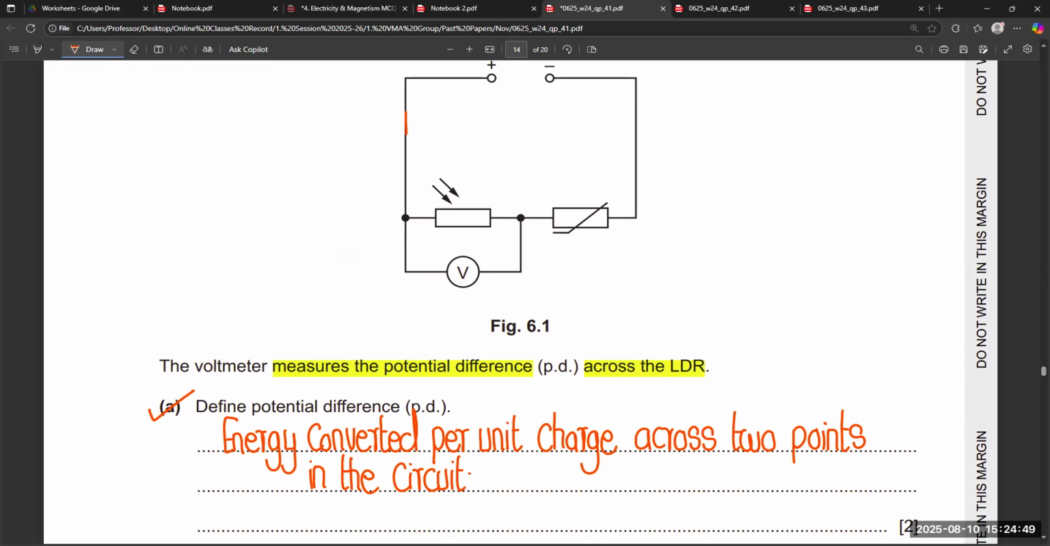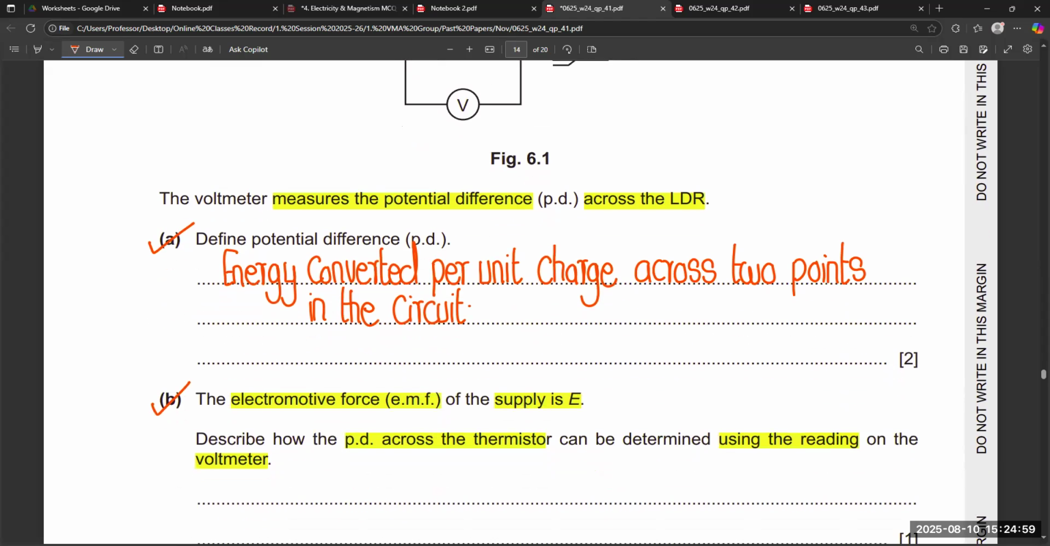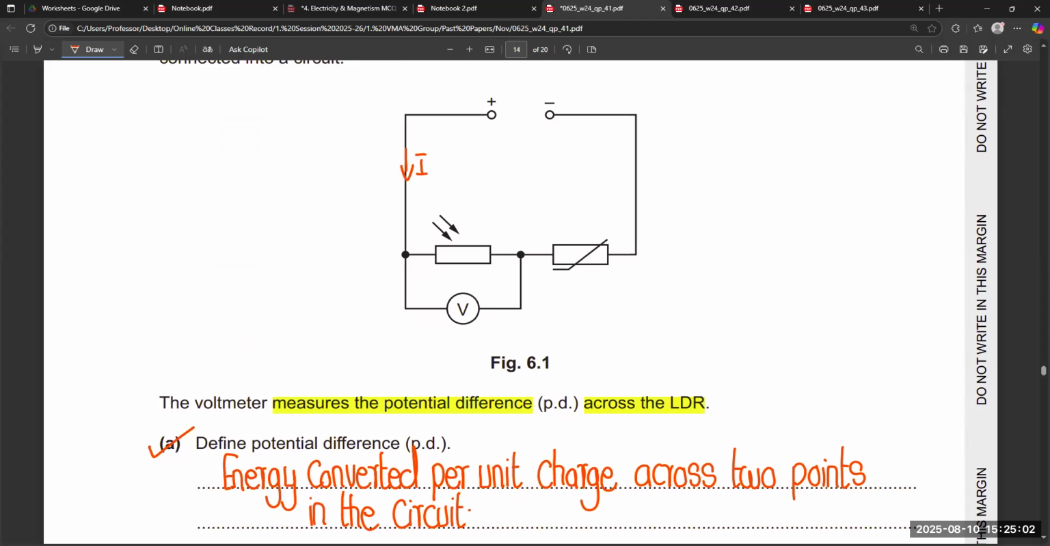Current is moving from left hand side to right hand side, and first it is passing through the LDR, then it is passing through the thermistor, and the question is to find out the potential difference across the thermistor. It means this one. So definitely the voltmeter is connected with the LDR, and in series combination voltage divides. So definitely we have to add the voltage of both components, and then we will get the total value of EMF in the circuit. So it is very simple.